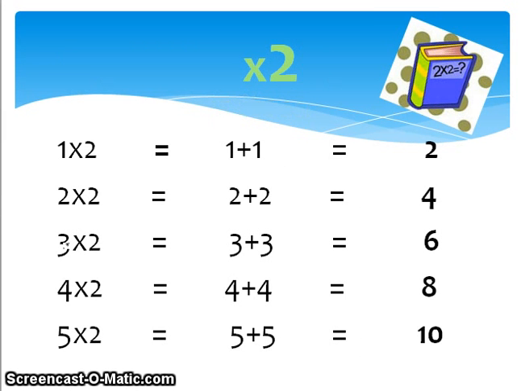Now, for multiplying by 2, there are no special tricks other than knowing that the number being multiplied by 2 can be added to itself to get the answer. For example, 1 times 2 is the same as 1 plus 1, which equals 2.